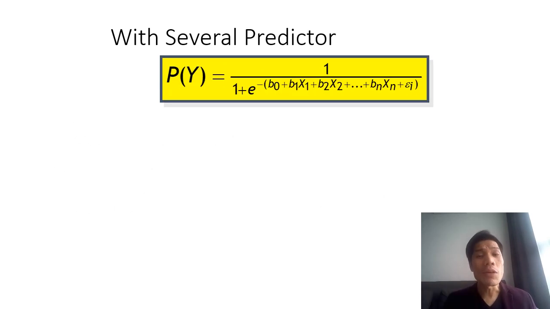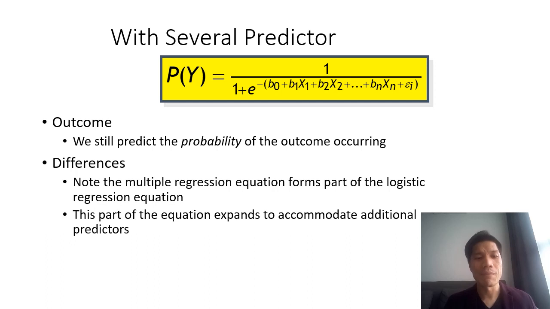Now, if there are several predictors, like in multiple linear regression, the same thing happens. It's just that now we expand the top part of it with more predictor variables. The difference is that the multiple linear regression forms part of the logistic regression equation, and that part expands to accommodate additional predictors.